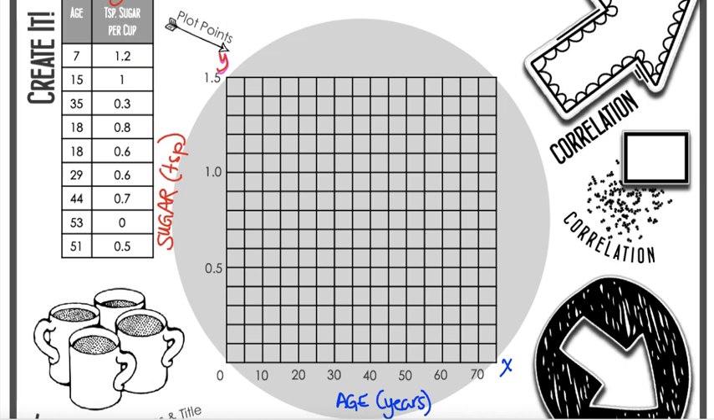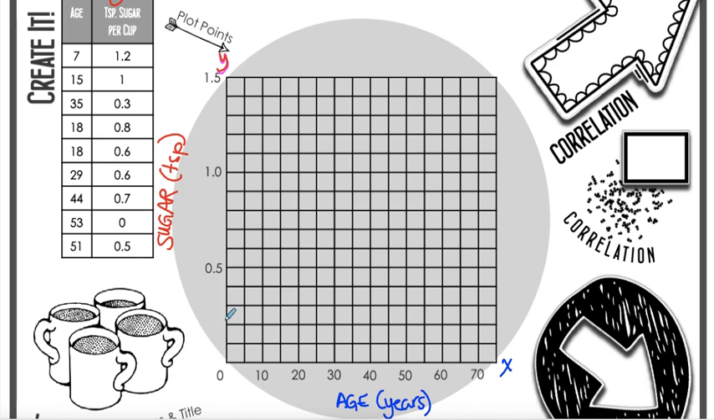Remember that we always go left or right first before we go up or down. So my first point is going to be 7 and 1.2. Now I'm going to have to just sort of guess where 7 might be because I am not going over by ones for my age. I know this is 5 and this is 10, so 7 is probably somewhere in between, a little bit closer to 5 than it is to 10.